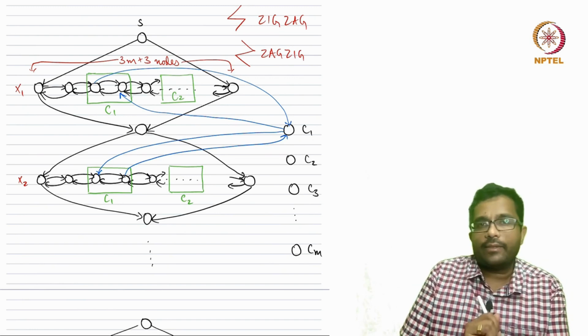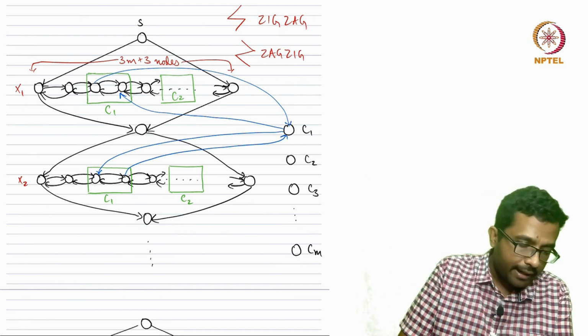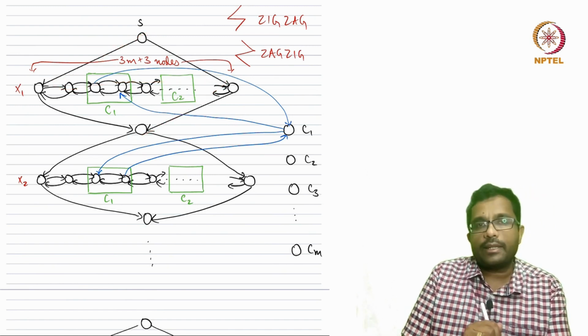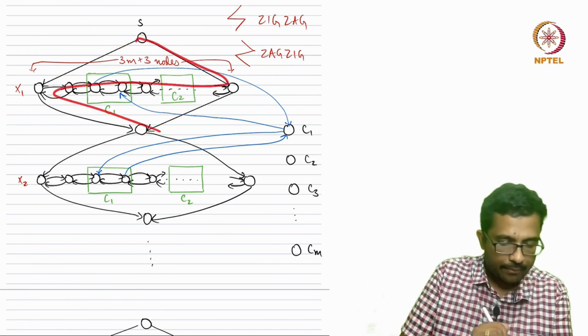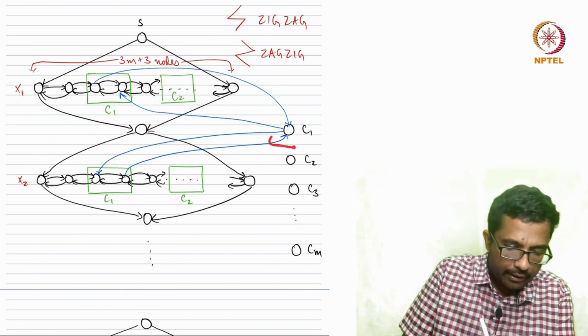We check the satisfying assignment, right? The assumption is that there is a satisfying assignment. Suppose x1 is true in the satisfying assignment, we zigzag one way. Suppose x1 is false, we zigzag the other way, right? Now how are we going to cover the clauses?